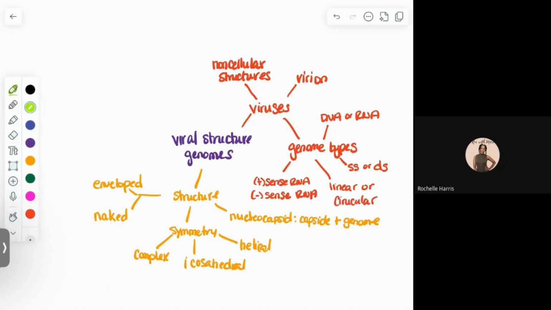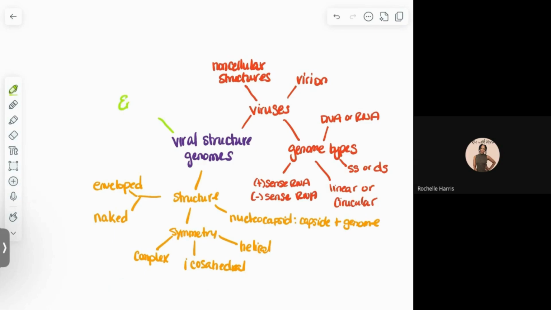The interplay of genome type, structural symmetry, and enzymatic content determines how each virus replicates, interacts with its host, and causes disease. Now, importantly, these features also influence strategies for antiviral development, since inhibitors can be designed to target unique viral enzymes, structural proteins, or envelope glycoproteins.